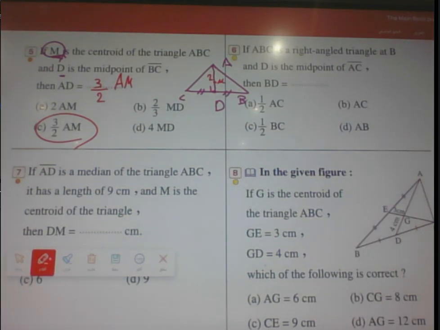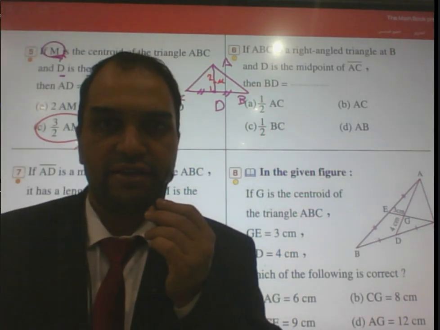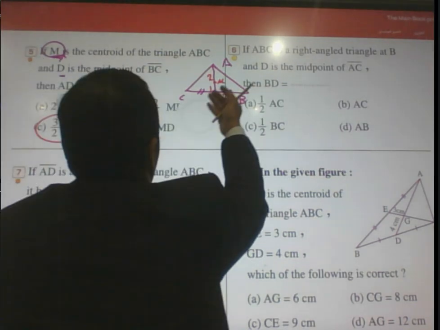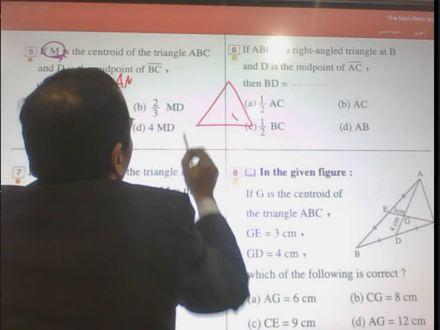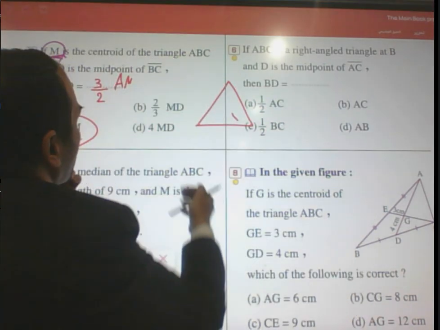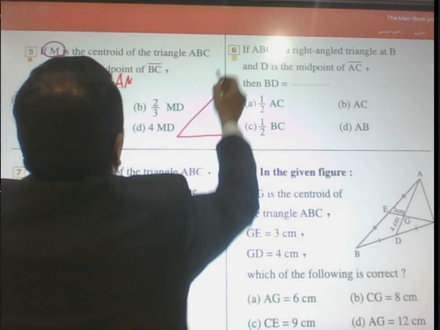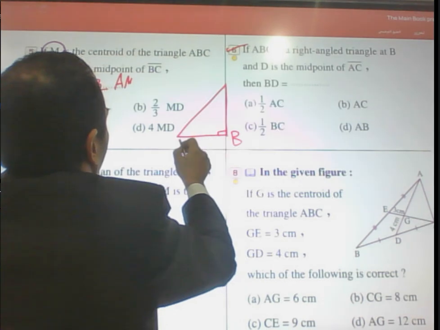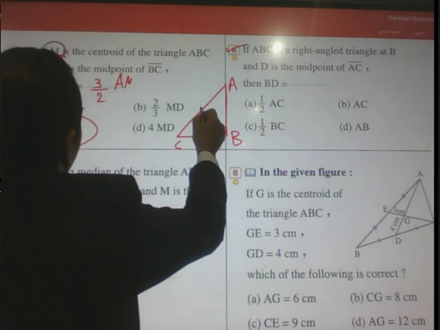Now next, question number 6. If triangle ABC is a right angle triangle at B, and D is the midpoint of AC, then BD equals. Now I will also draw a triangle for this example, okay? This triangle ABC is a right angle triangle at B, like this. Now I solve question number 6. We have ABC, right angle triangle at B, and D is the midpoint of AC. D lies at the midpoint.